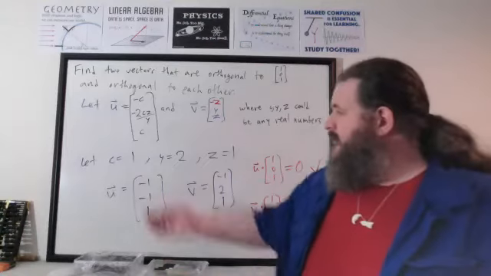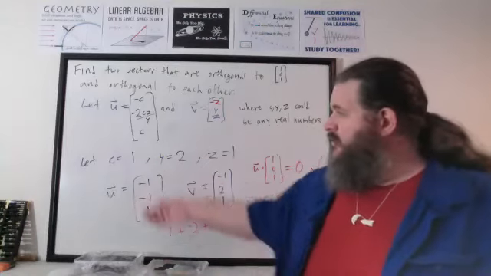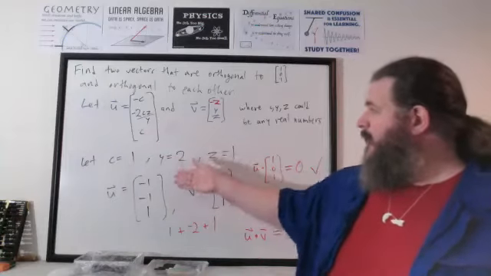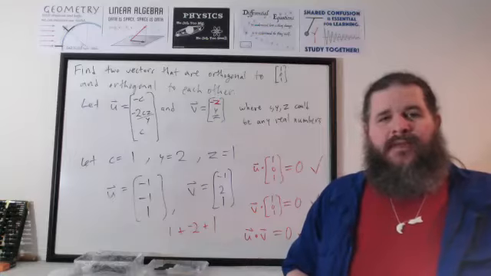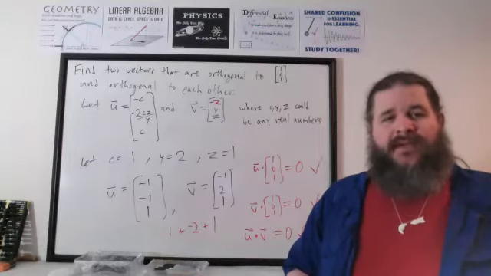And of course, we didn't have to choose these two vectors specifically. You could have chosen any value for C, any value for Y, any value for Z, as long as they're not all 0. And you should get two vectors that make this work.